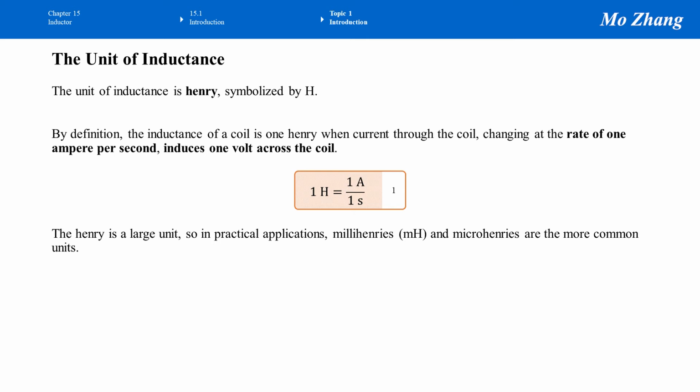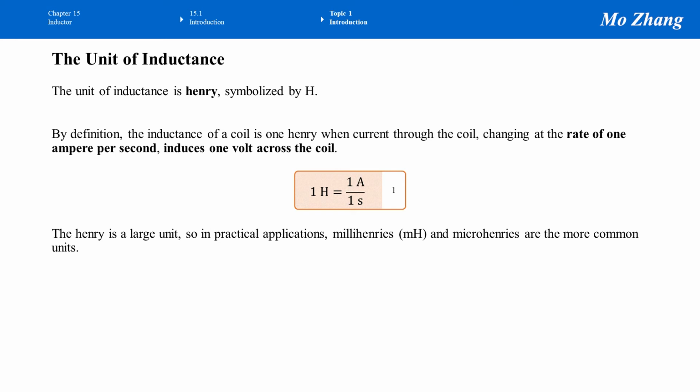By definition, 1 Henry is when the current going through the coil changing at the rate of 1 amp per second induces 1 volt across the coil. This is the definition of 1 Henry. To express this in a mathematical expression, 1 H, 1 Henry, equals 1 volt-second per amp. 1 ampere of current passed through the conductor in 1 second.